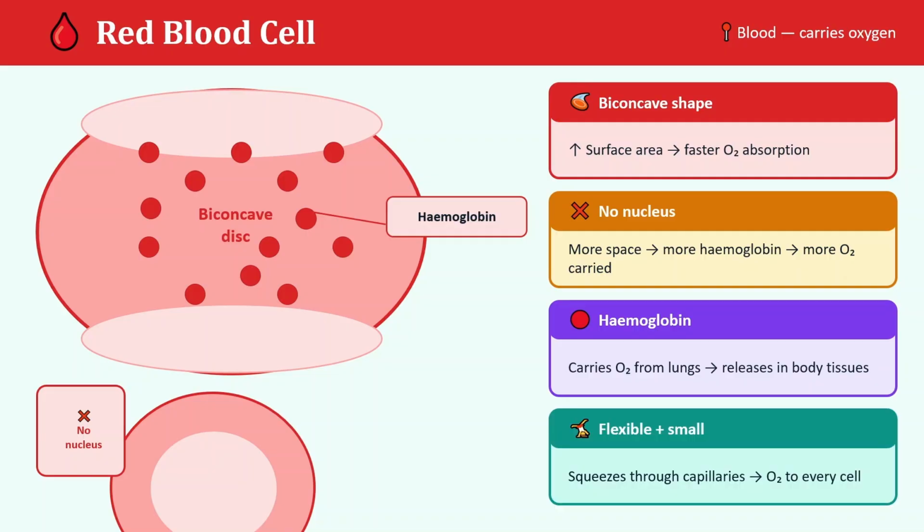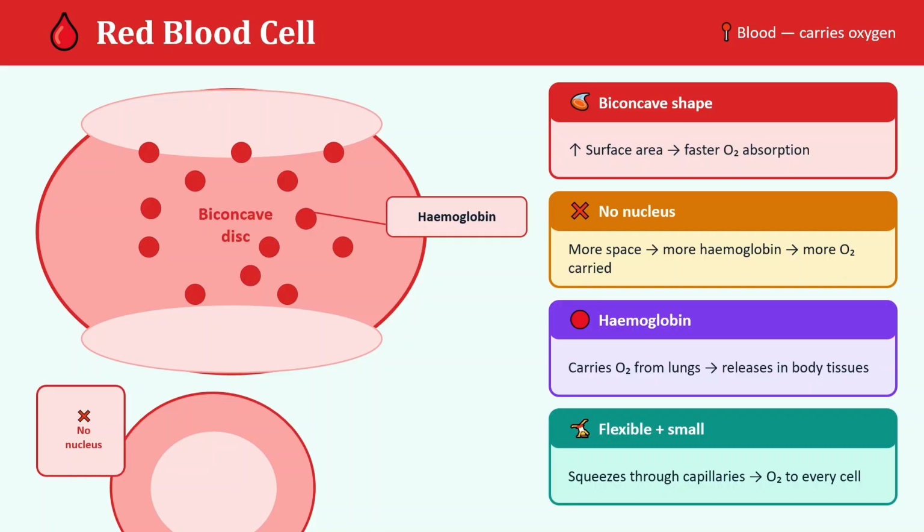RBCs are also very small and flexible. This allows them to squeeze through the tiniest blood vessels called capillaries to deliver oxygen to every single cell of your body. Now from the structure, it is very clear that no nucleus, more space, more hemoglobin can be carried and more oxygen can be carried by RBC. Structure is perfectly adapted for its particular function.